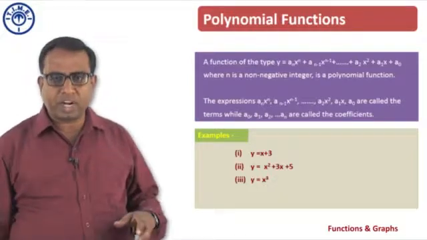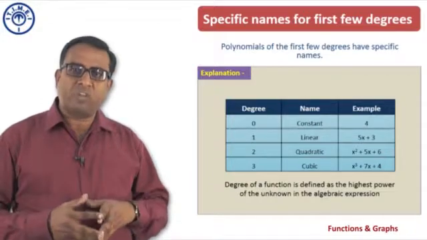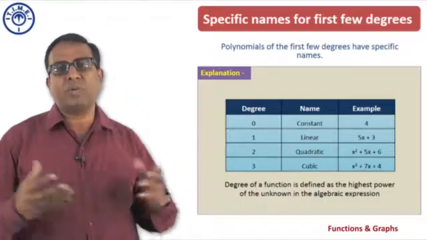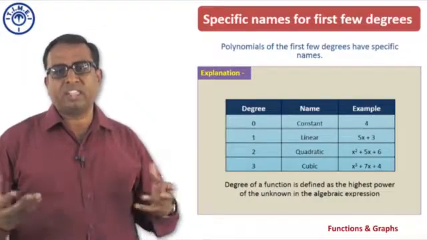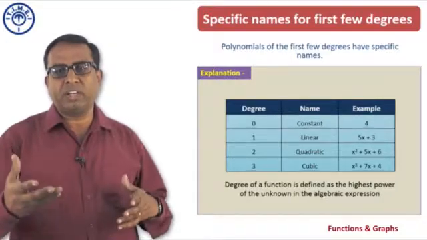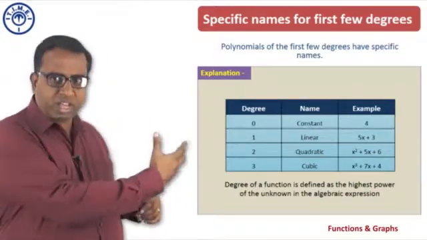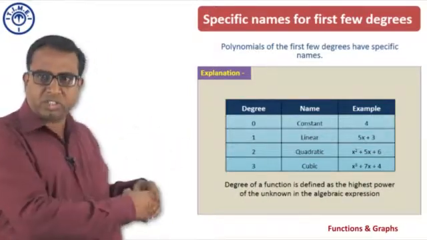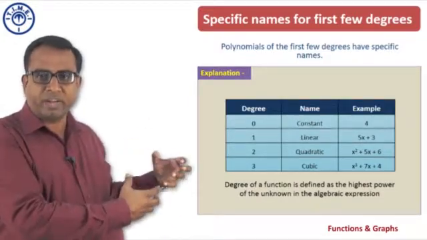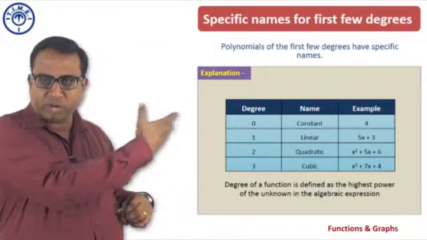So we have prepared a chart like this, wherein polynomials of the first few degrees have specific names. We call a 0th degree polynomial a constant, for example y equal to 4, y equal to 3. A linear polynomial is something like what we discussed earlier, for example y equals 5x plus 3. We also have a quadratic case such as x square plus 6x plus 5. A cubic polynomial is essentially x cube plus 7x plus 4, as we see here.